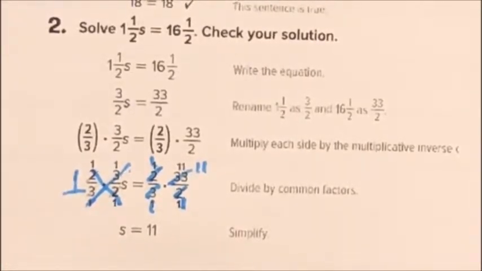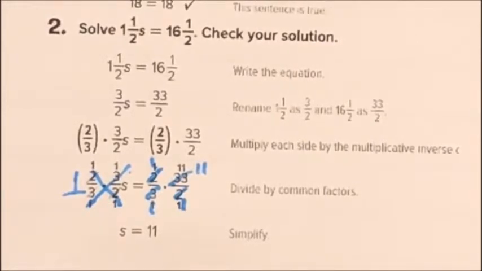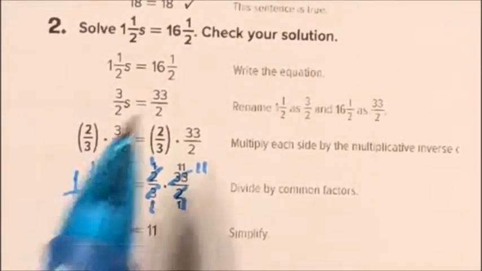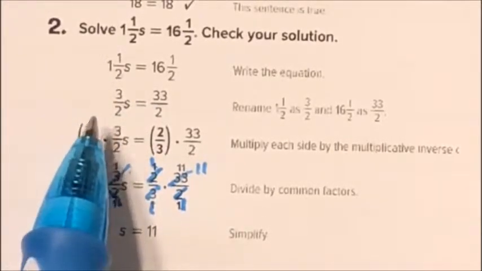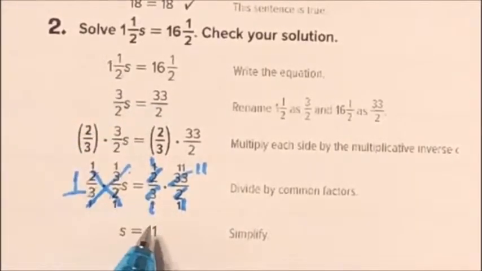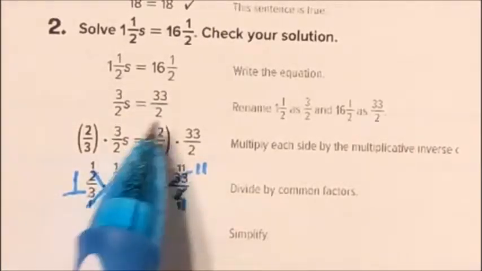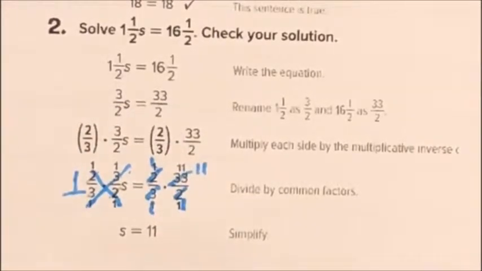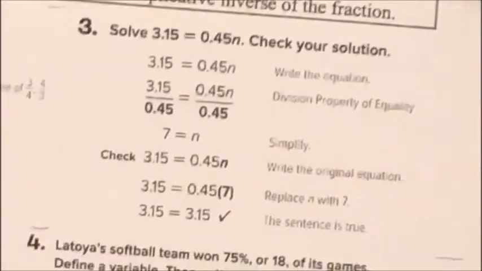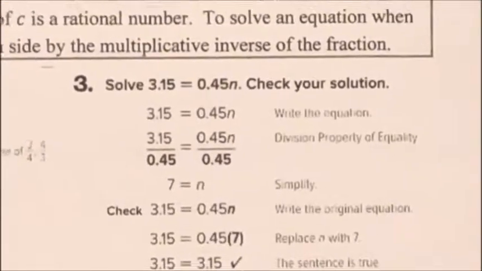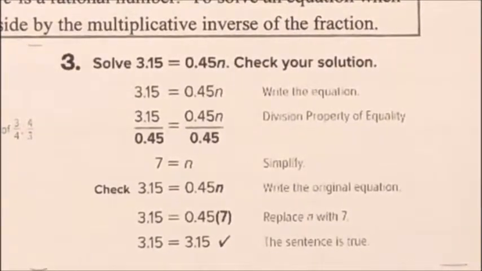So I have S equals 11. Okay? Once you're done, you can plug it back in to see if it works. So I can plug 11 back in for my S value and see if it works. So 3/2, 3 times 11 would give me 33 over 2, which does give me 16 1/2. Okay? All right, number 3 says solve 3.15 equals 0.45 n. Okay? Check your solution.